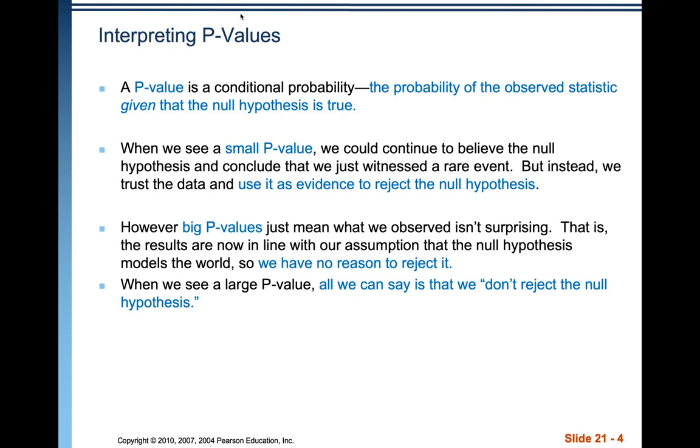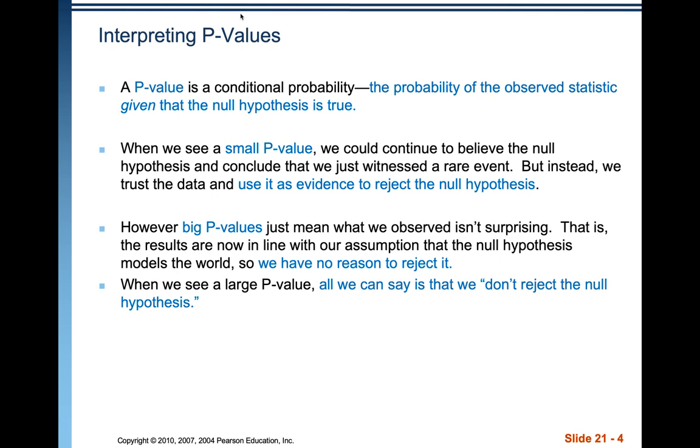Sometimes people struggle a little bit with interpreting a p-value. The main thing to remember is that it is a conditional probability, and the condition is that the null hypothesis is true. It is the probability of obtaining the observed statistic, or one even further from the null value, given that the null hypothesis is true. When we see a small p-value, we could continue to believe the null hypothesis and conclude that we just witnessed a rare event, but instead we trust the data and use it as evidence to reject the null hypothesis.